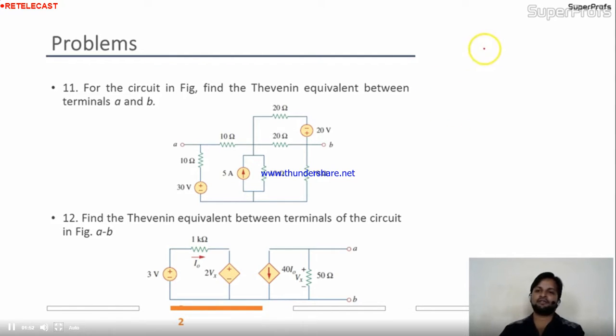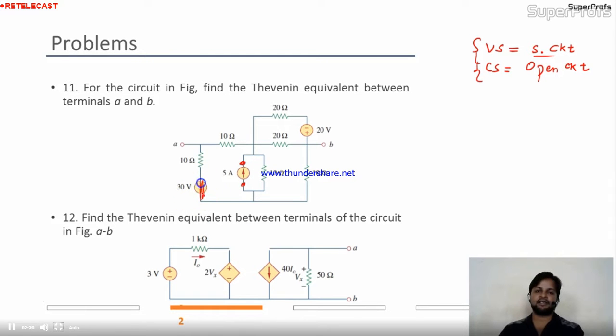For the voltage source, again I'm telling you, we have to short the circuit, right? For the current source, we have to open the circuit, right? This is the procedure to turn off the independent sources. Here, I'll turn off this by opening it from the circuit. I'll turn off this independent voltage source by shorting it.